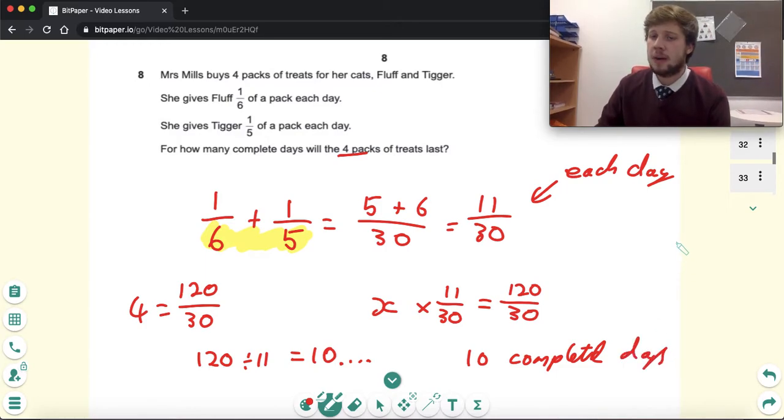The reason I know that, by the way, is because 11 squared is 121. So therefore, 120 divided by 11 is going to be 10.9 something. So it would only be 10 complete days.